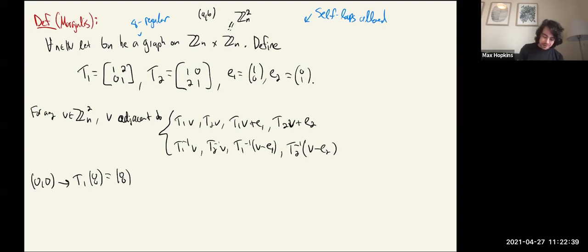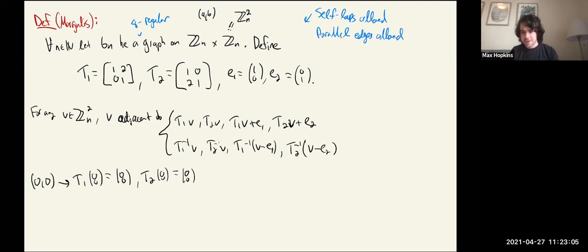And then you might already be ahead of me in noting, what's T2 of (0,0)? This is also (0,0). So not only are self loops allowed, but you can also have multiple edges running between the same vertices. In the notes we call these parallel edges; they're often called multi-edges. So parallel edges are also allowed. This doesn't really change any of our definitions of spectral expansion, and for the most part it can be ignored, but I wanted to point out that there are self loops and parallel edges, though it basically doesn't matter.